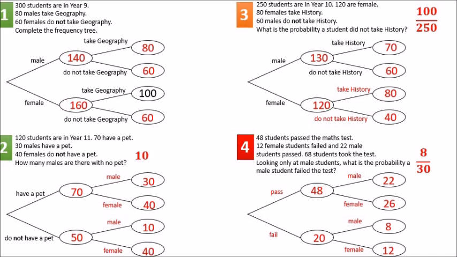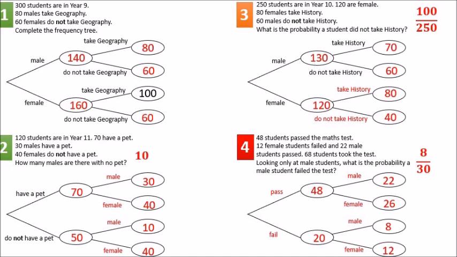How many males are there with no pet? Well, we've just answered that. It is therefore 10. Question 3 is the first one where we have to find a probability. Question 3, 250 students in total in year 10, 120 are female, which leaves 130 to be male.